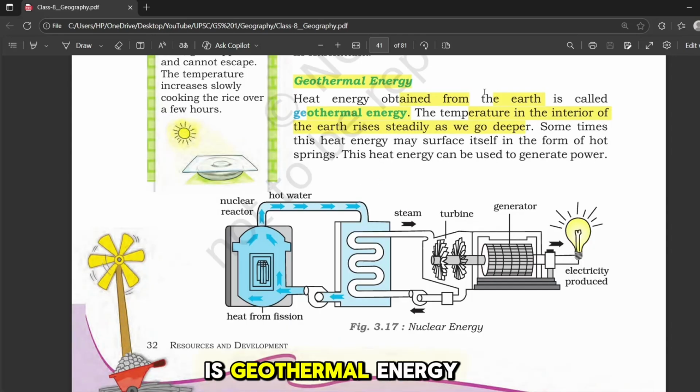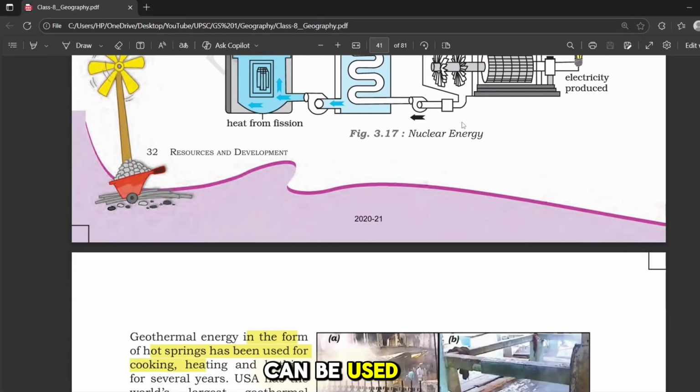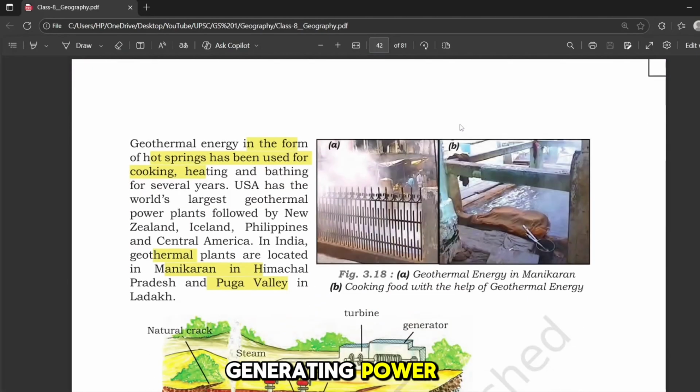And the next one is geothermal energy. The energy comes from the heat inside the earth. In some places, hot springs come to the surface, and that heat can be used for cooking or generating power. In India, you will find geothermal energy in Manikaran in Himachal Pradesh, and Puga Valley in Ladakh.